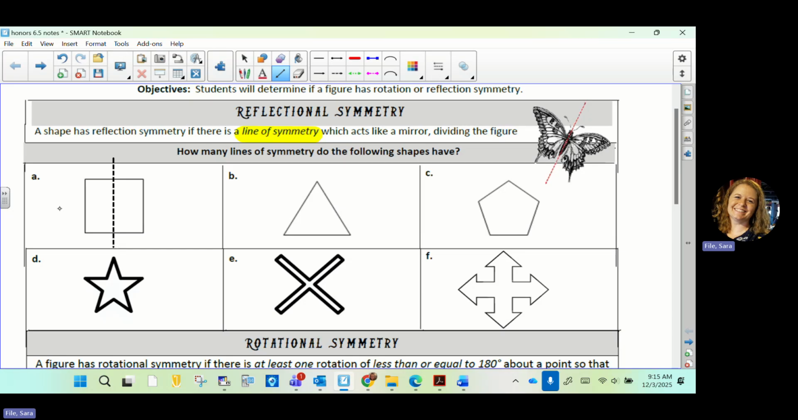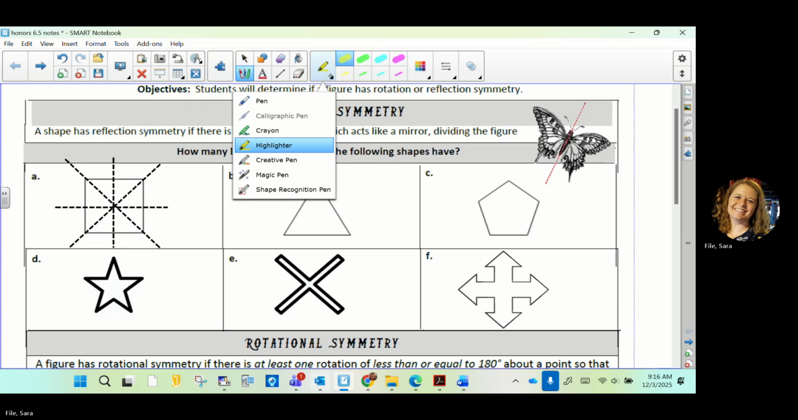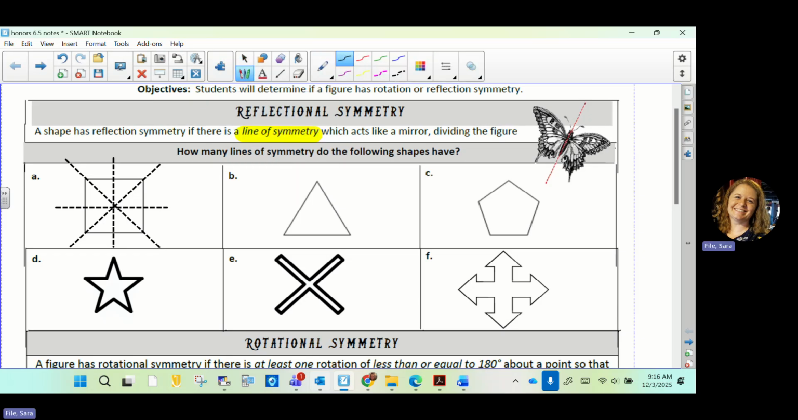I heard somebody say horizontally. If I folded it, I don't know if I drew that right on the center, but if that was the center, because it's a square, I could go both of those directions. Is that it, or are there more? Because it's a square, I could also fold it diagonally, both directions diagonally. So how many different lines of symmetry does this have? How many lines did I just draw? 4. I just drew 4.